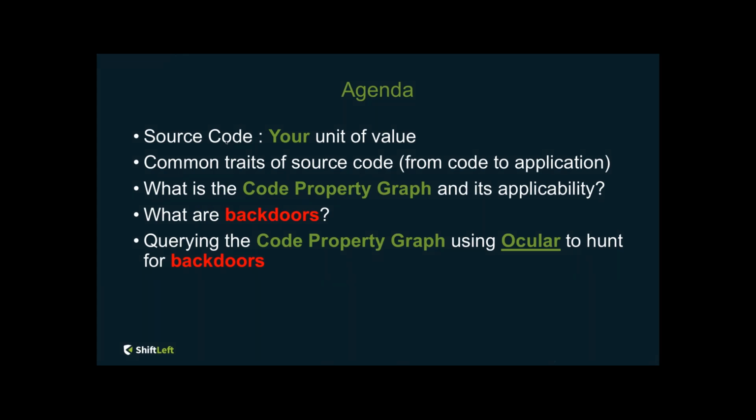In today's webinar, we will discuss the following topics. As we alluded to, we'll talk about source code, which essentially is the unit of your value, and what the common traits of source code are, because all of us as engineers write source code in several programming languages, and eventually the source code is, as mentioned, compiled, packaged, and deployed to production. Then we're going to emphasize what a code property graph is, the key foundational technology of Shift Left, and its applicability to your unit of value, which is source code. And then we're going to speak of backdoors, or perhaps insider threats, and how we leverage a product called Ocula, built on the foundational technology of the code property graph, to help hunt for backdoors and insider threat patterns.